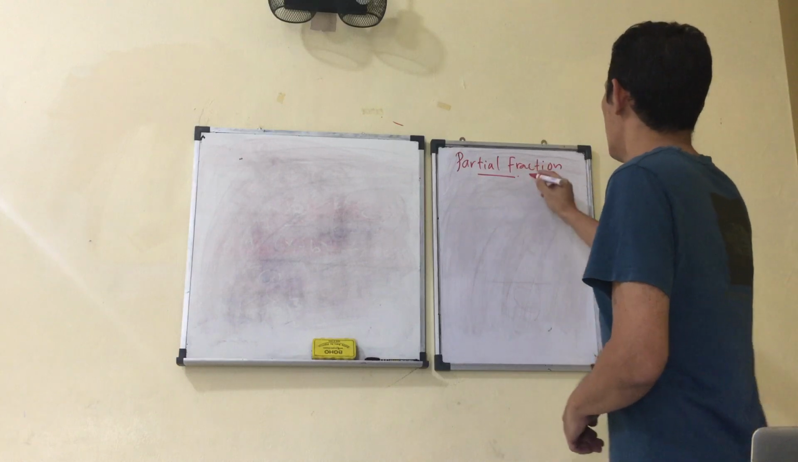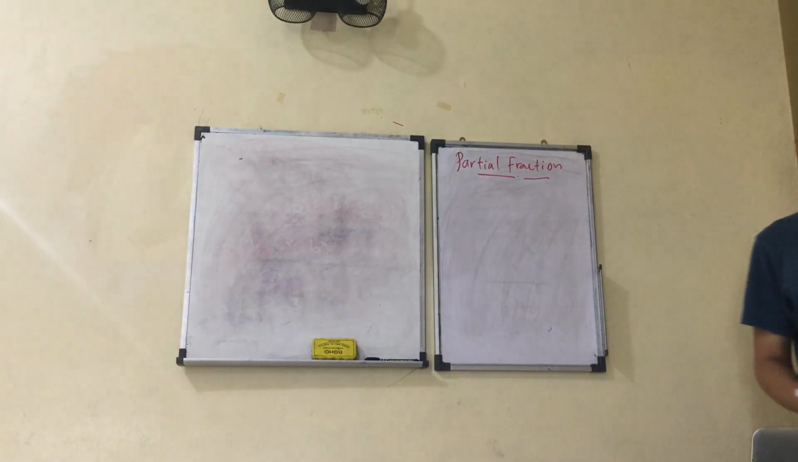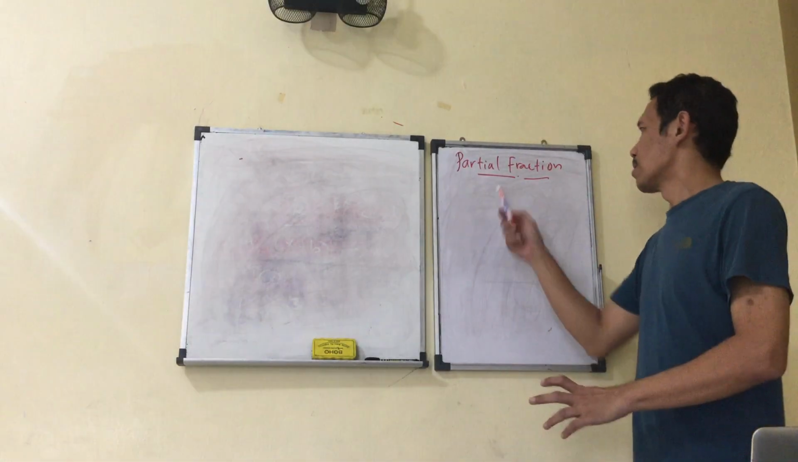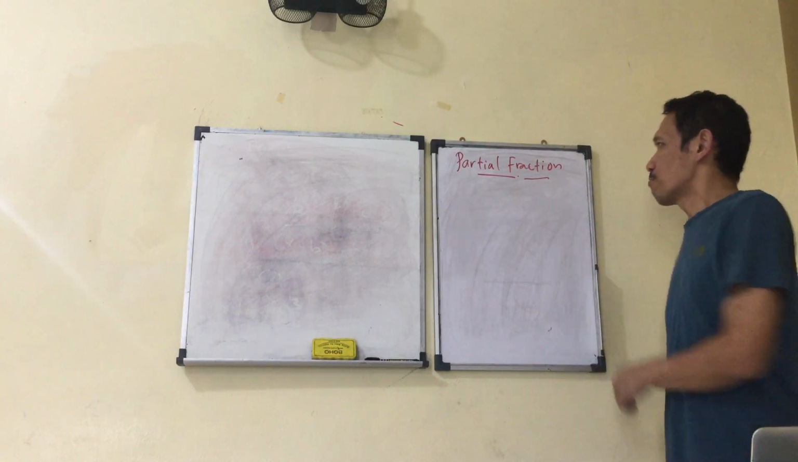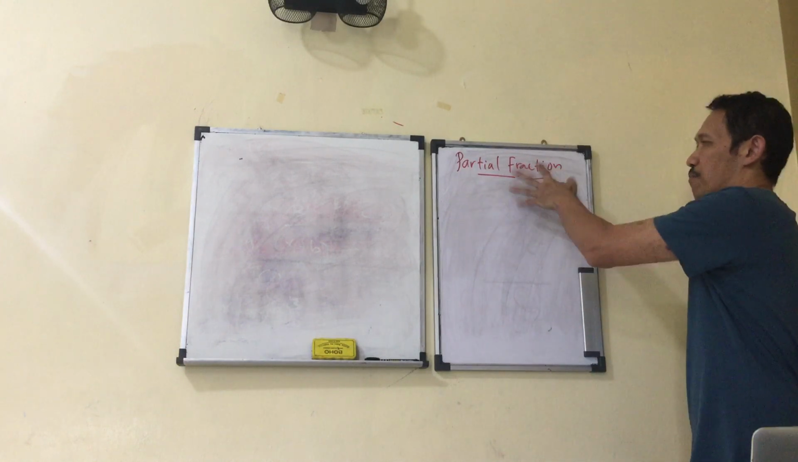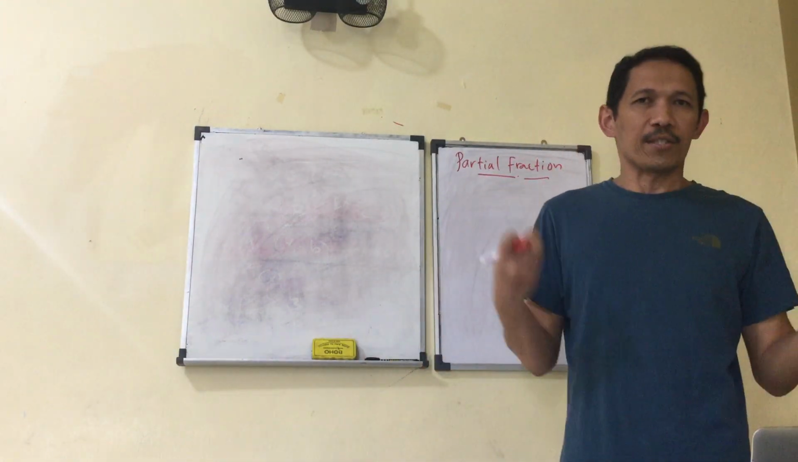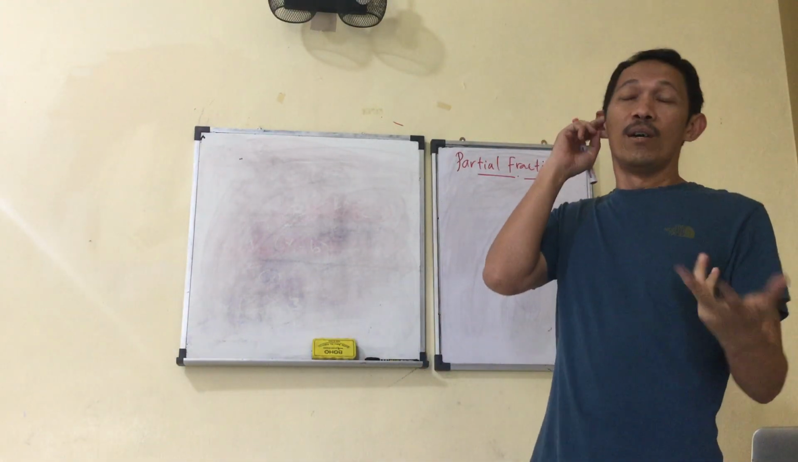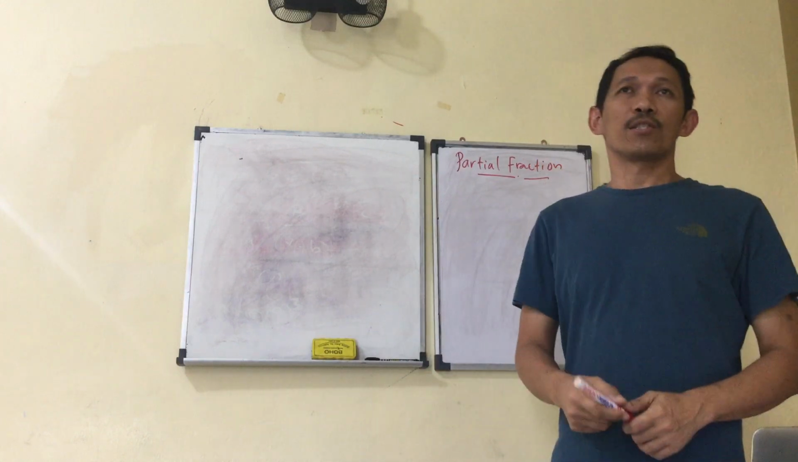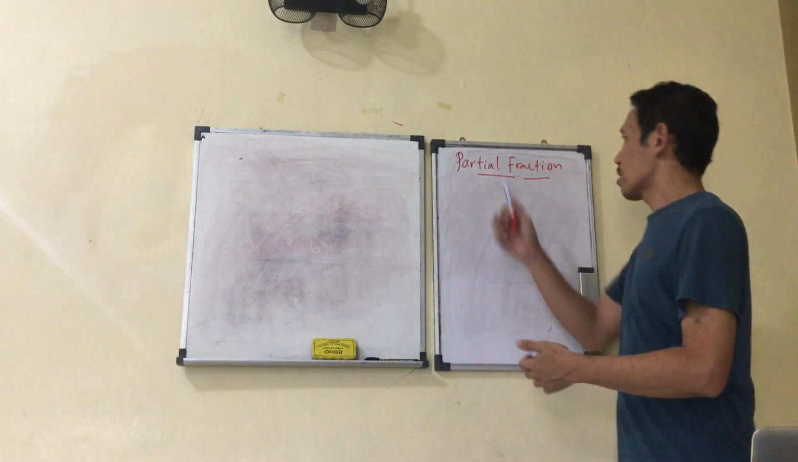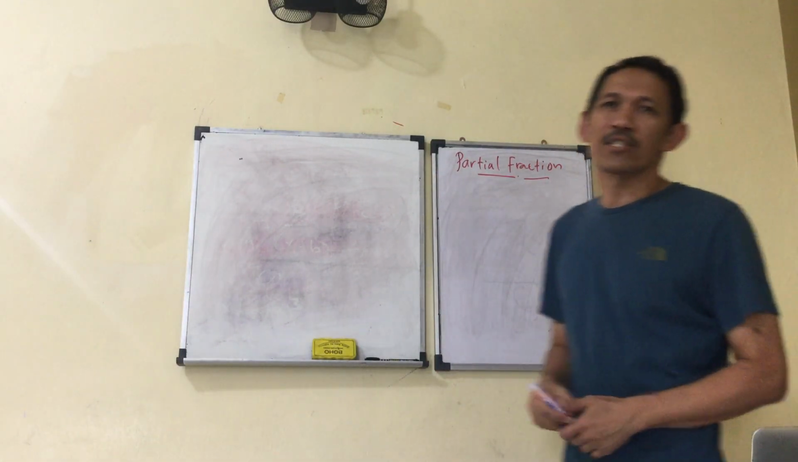So a partial fraction is, as the name implies, basically a fraction. You solve them in the form of a fraction, like the fractions you have seen before, but this is what we call partial. So where does that partial come from?